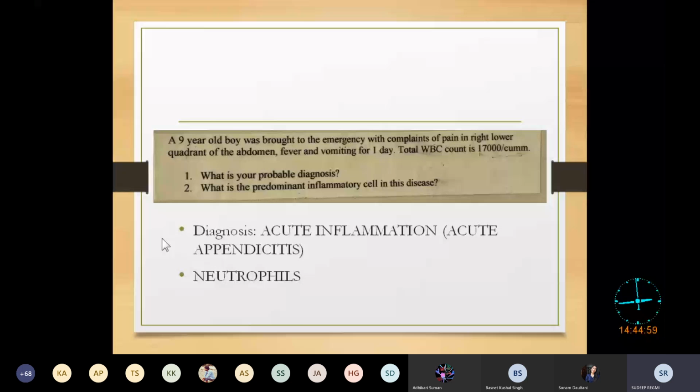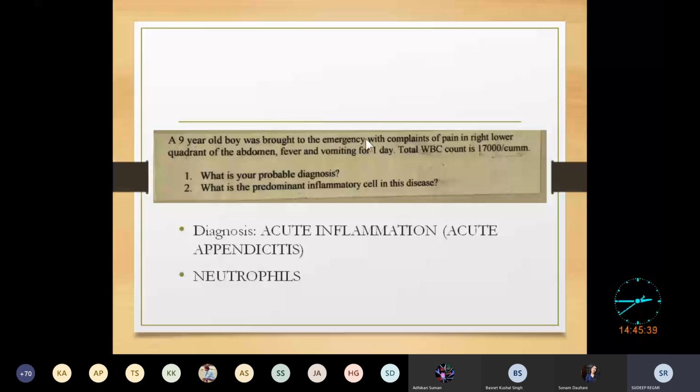So a question will be, for example, like this: a 9-year-old boy was brought to the emergency with complaints of pain in the right lower quadrant of the abdomen. You have to know that the appendix lies in the right lower quadrant. The boy has pain in that area with fever and vomiting, and leukocytosis with a total count of 17,000. Then everything matches a clinical scenario of acute appendicitis.